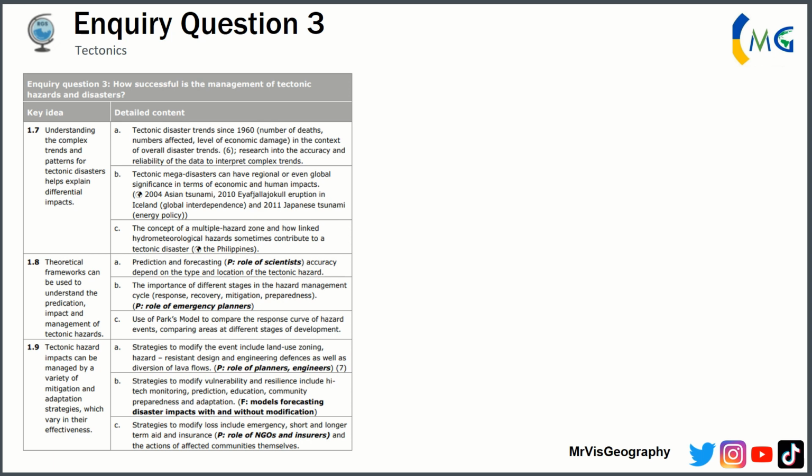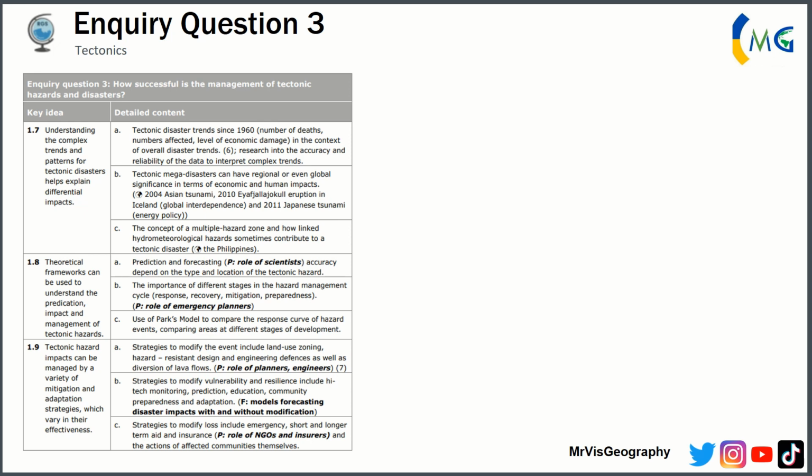Okay, so how can we mitigate? We look at the role of planners and engineers. We look at how we can use models to reduce the impacts in the future. We look at the role of NGOs and insurers. We have a look at modifying basically the event itself, which is mitigating. We look at modifying the vulnerability, which is about building resilience, and we look at modifying the loss, which is damage limitation, basically.